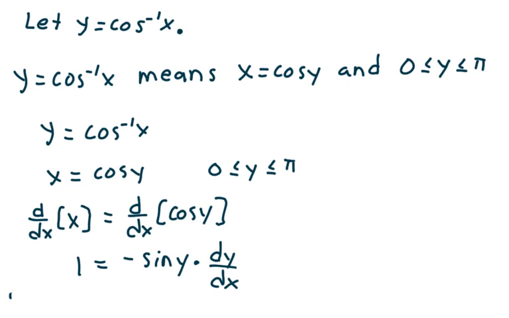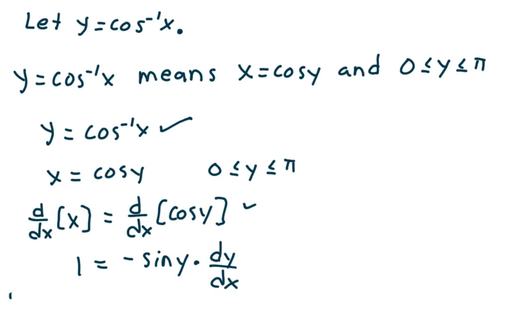Now let y equal arc cosine x, and I want to find the derivative of arc cosine x with respect to x. Now, y equals arc cosine x means x equals cosine y, and y is greater than or equal to 0 and less than or equal to pi. So we're going to, again, start with y equals arc cosine x. And so x equals cosine y, where y is greater than or equal to 0 and less than or equal to pi. And we're going to differentiate both sides with respect to x.